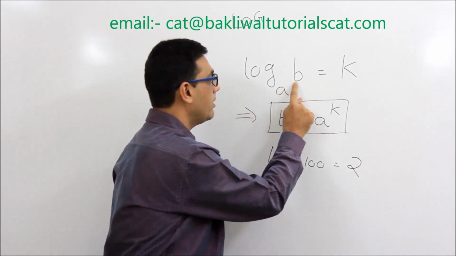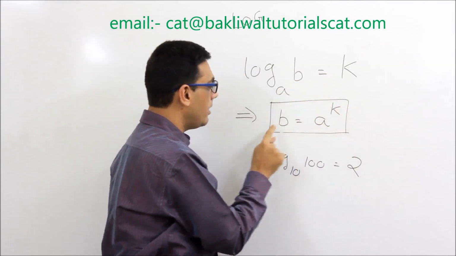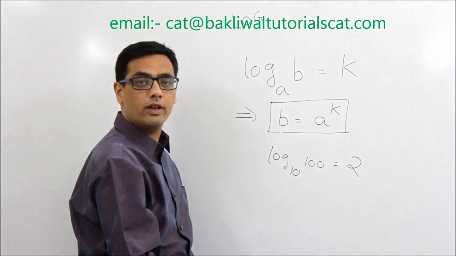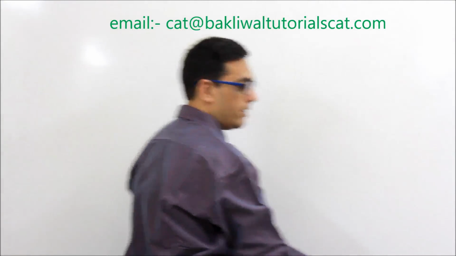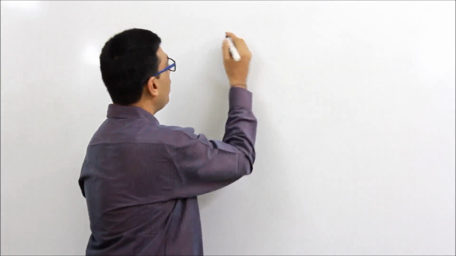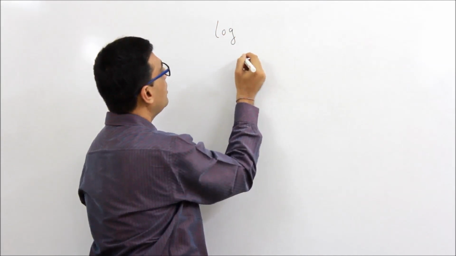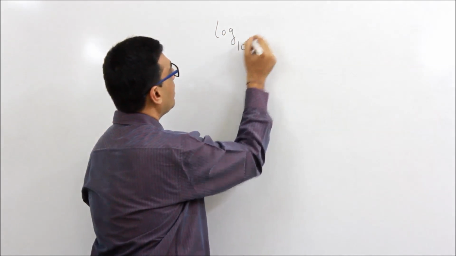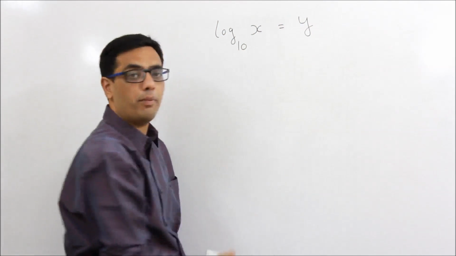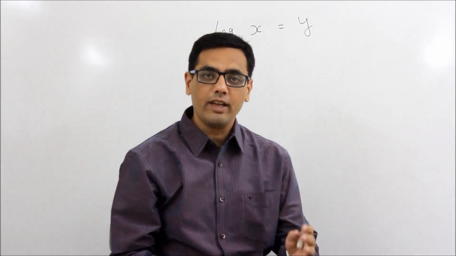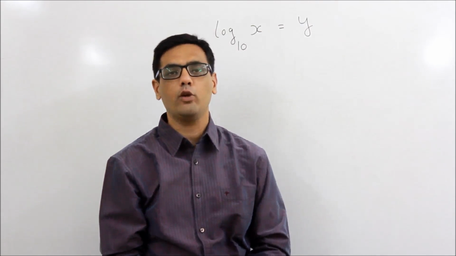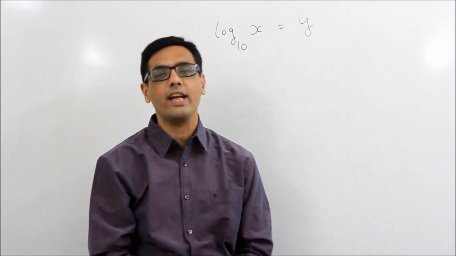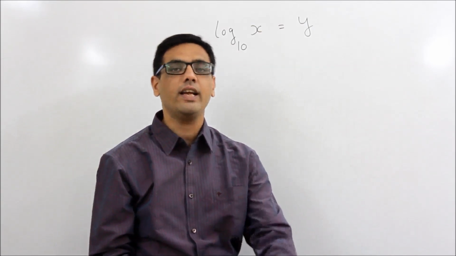So this is basically the definition of logarithm. Log to the base A of B is equal to K simply means B is equal to A raised to the power of K. Log is basically defined for positive numbers. Please understand, it is not defined for 0, it is not defined for negative numbers. So if I say log of x to the base 10 is equal to y, for example, let us look at the various values which x can take, and the corresponding values y can take. In other words, domain and range.